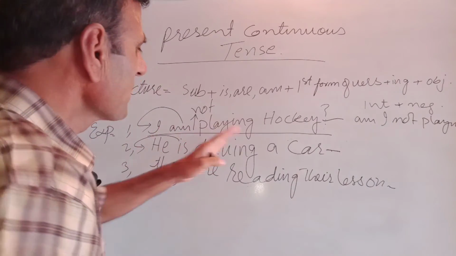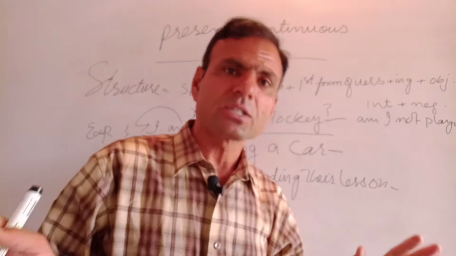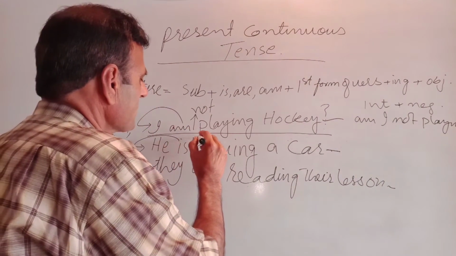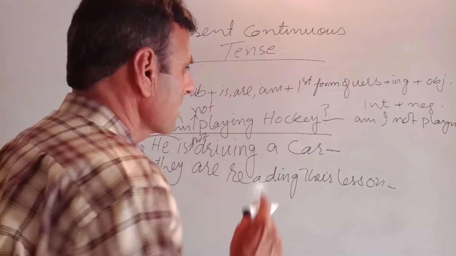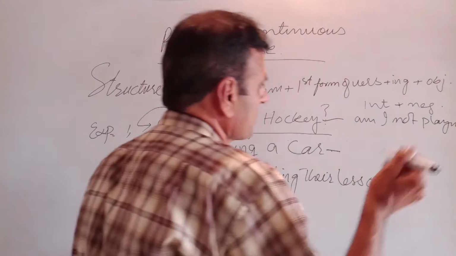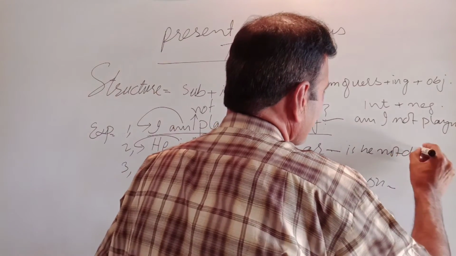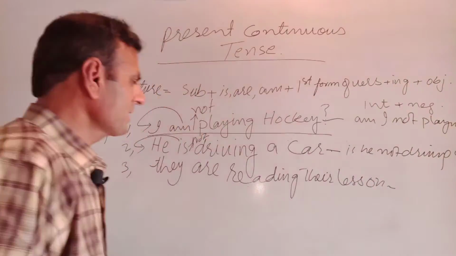And again, we change this into negative sentence that he is not driving a car. So he is not. We put not here after helping verb is driving a car. Now we change the same sentence into interrogative negative. Interrogative is he not driving a car.